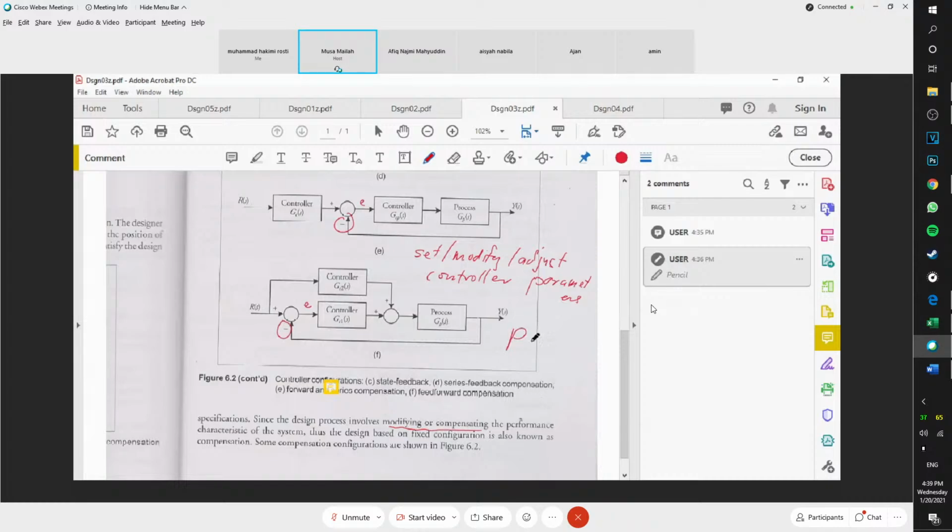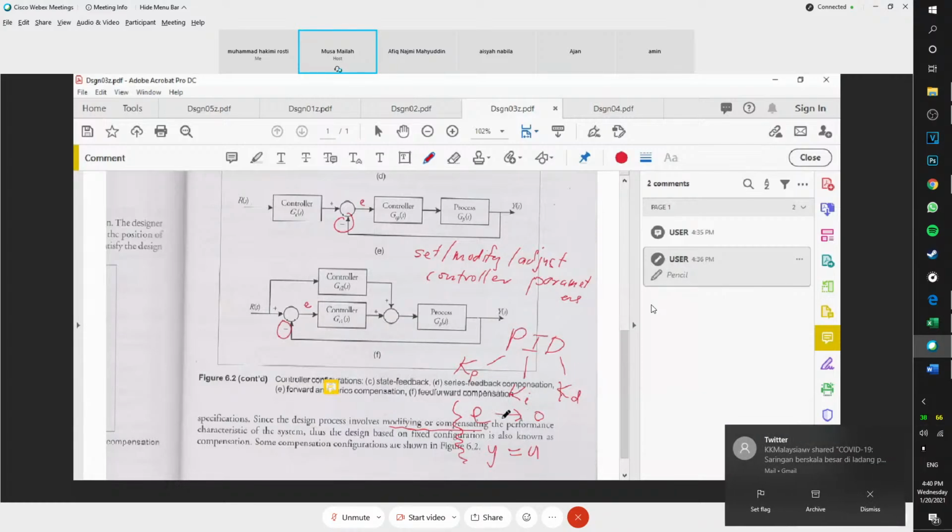Example, your PID. In your PID, what we are interested in is adjusting the proportional gain, KP, and then the integral gain, KI, and your KD. KD is called the derivative gain. So these are the controller parameters for PID. Meaning to say you have to modify, set, and adjust KP, KI, KD in such a way that you cause the error to become 0 and that your Y is equal to U. Is that okay, guys? So this is our objective.